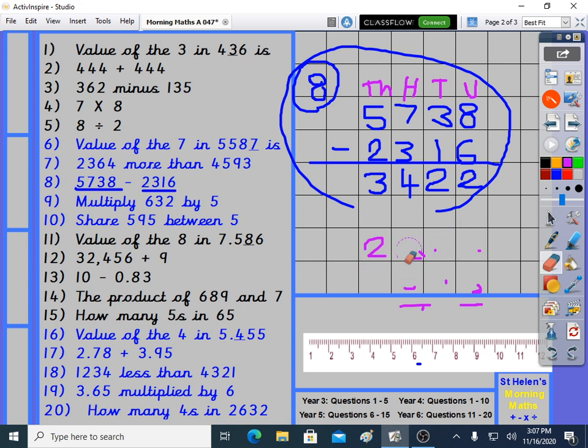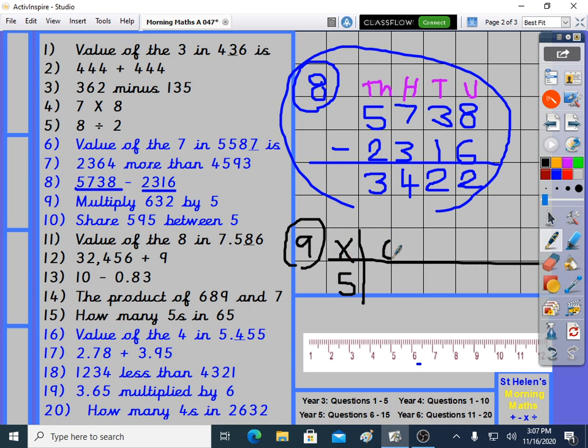And we'll be on question 9. Multiplying. So for question 9, I'm going to need my grid method because I don't know my 632 times table. Can't do times tables in disguise. Sometimes if you're multiplying by 10, you can use a different method as well, which you may know. But multiplying by 5, I'm going to use grid method.